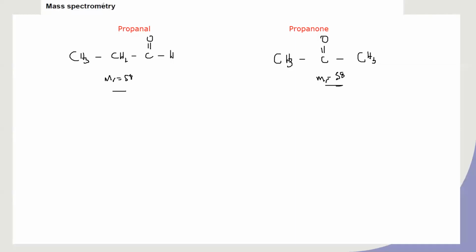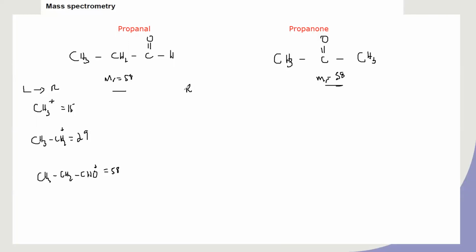You will break this down into fragments, first from left to right and then right to left. First, if I break from left to right, it might be CH3, so I'll get a peak at 15. Then I might get CH3, CH2, so I'll get a peak at 29. Third, we will get all together CH3, CH2, CHO, the whole molecule, so we'll get 58. From left to right, 3 peaks.